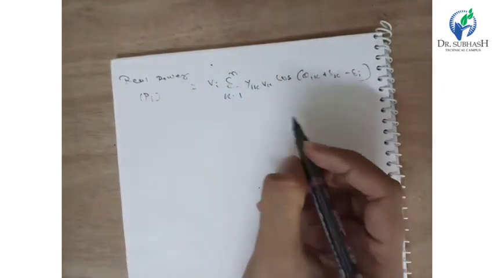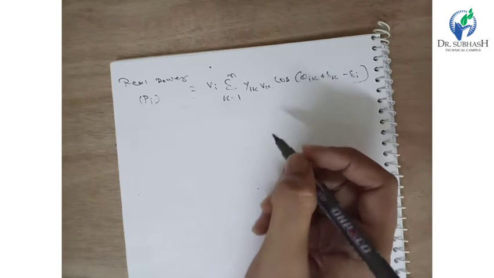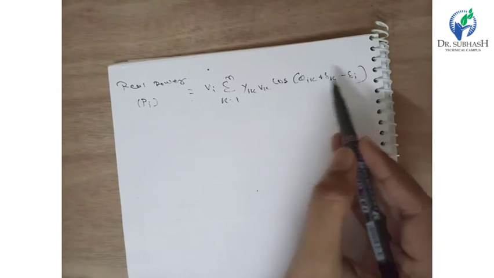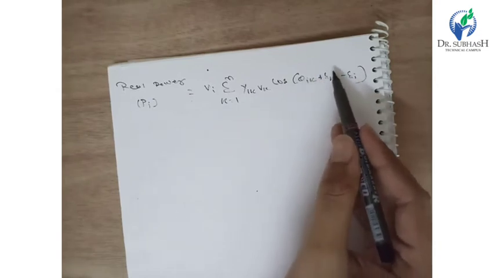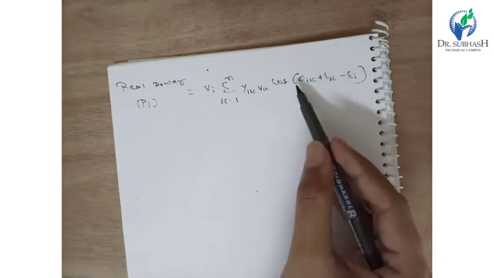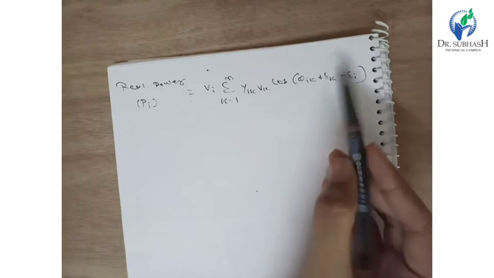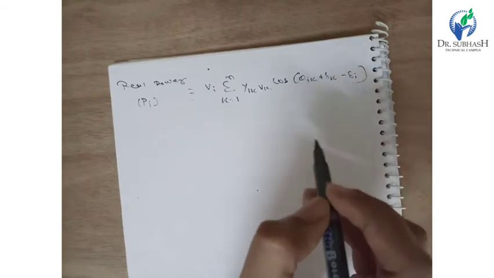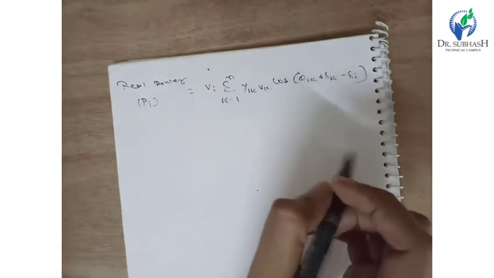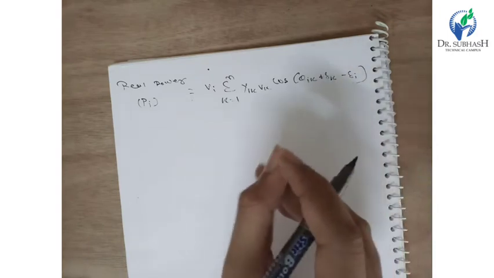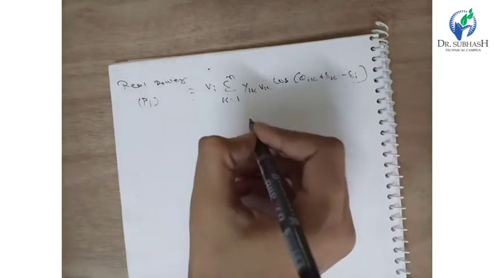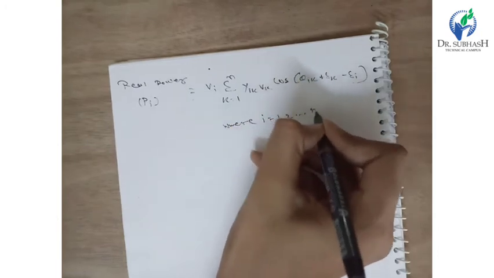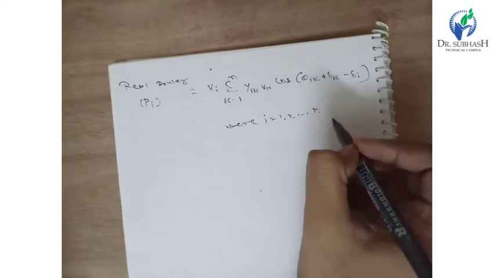We know that for the voltage in conjugate form, the angle is negative, so here we write minus delta i, and theta ik and delta k are positive. The values are Yik and Vk, so in polar form Yik angle theta ik, and Vk angle delta k, where i is equal to 1, 2 up to n. It is equation number 6.